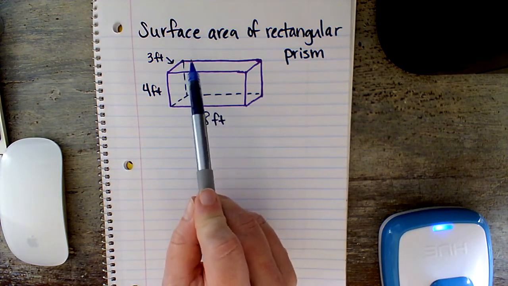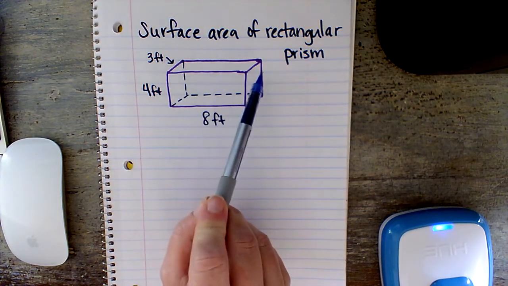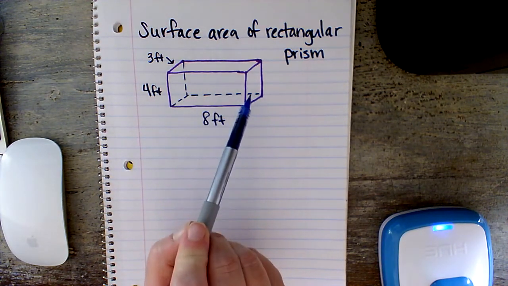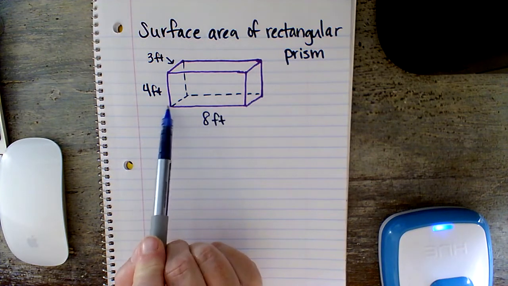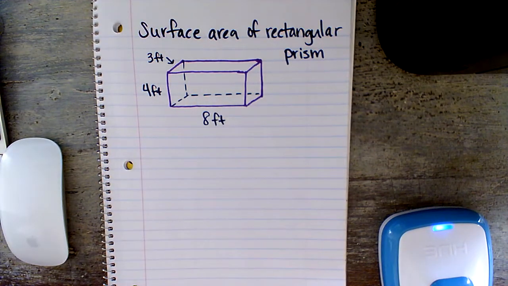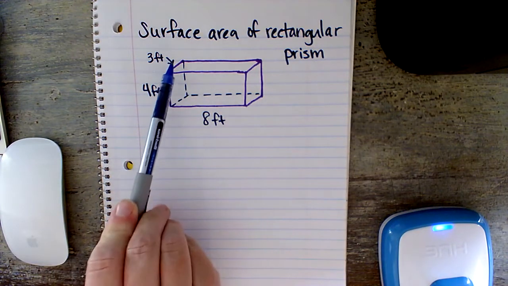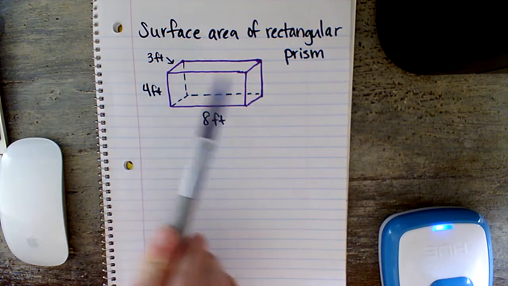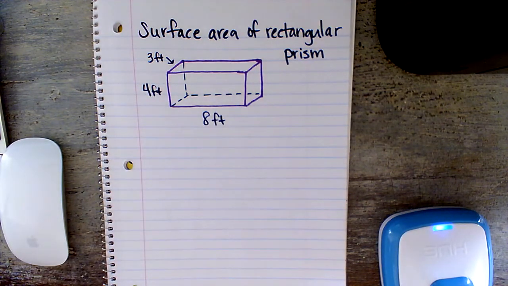Surface area is how many square feet, because this isn't measured in feet for this example, how many square feet are on the outside of the box. So if we were going to cover this in wrapping paper, how many square feet exactly, without overlapping, of wrapping paper would we need to cover that box? That's what we're going to find, and it's very simple with a rectangle.